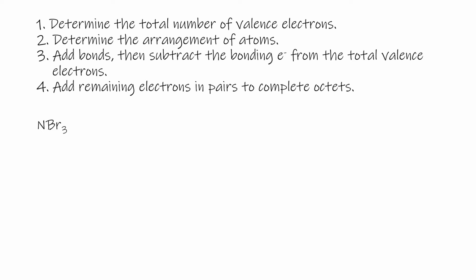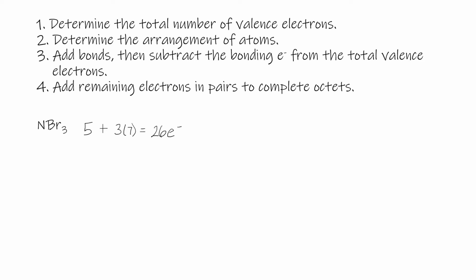Let's look at a couple more examples. The first one we're going to look at is nitrogen tribromide. We'll start with number 1, to determine the total number of valence electrons. Nitrogen is in group 5A, so it has 5 valence electrons. Bromine is in group 7A, so there are 7 for each bromine. There are 3 in the molecule, so we'll multiply 3 times 7 to give us 21 valence electrons, plus the 5 from nitrogen gives us a total of 26 electrons.